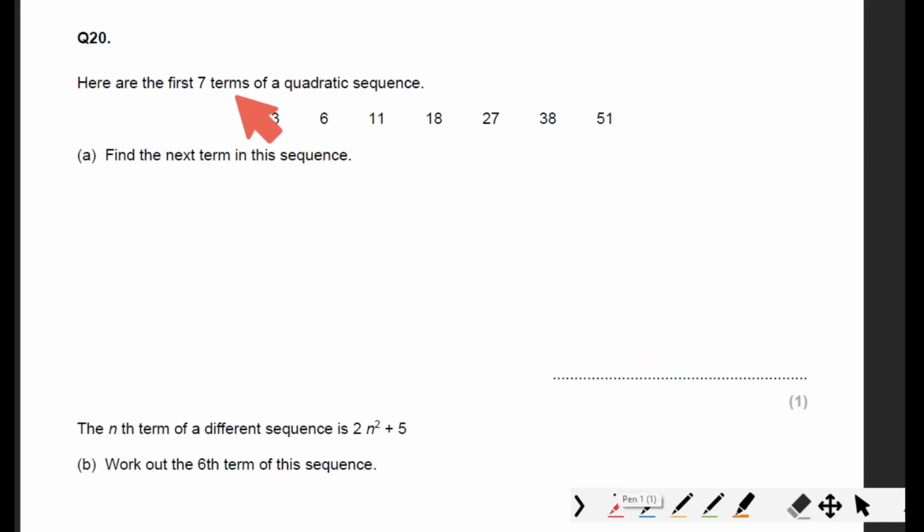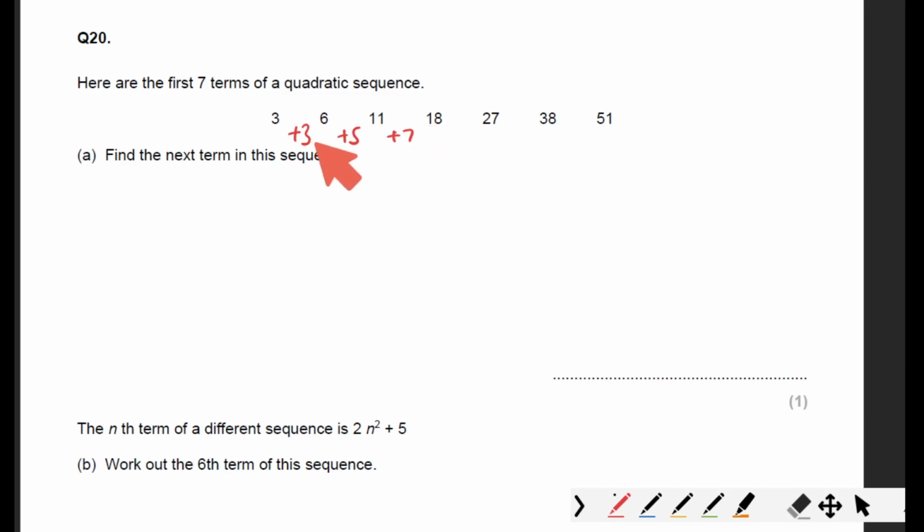Right, here are the first 7 terms of a quadratic sequence. So what's happening each time? It looks like 3, add 3 to give you 6. 6, add something to give me 11. It's going to be plus 5.